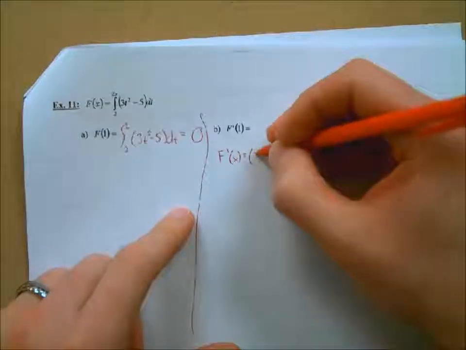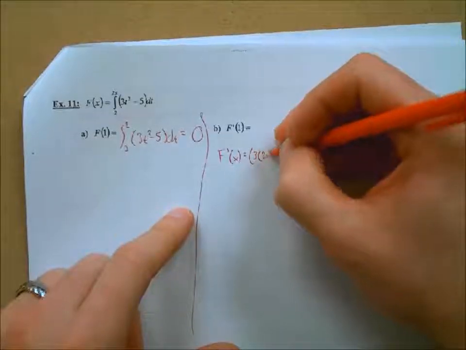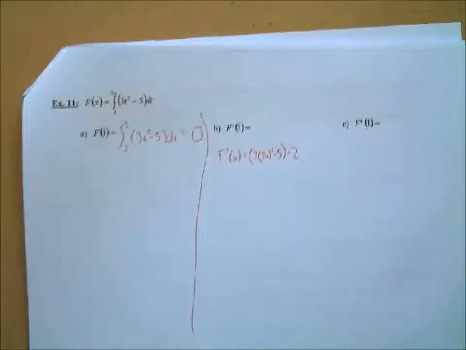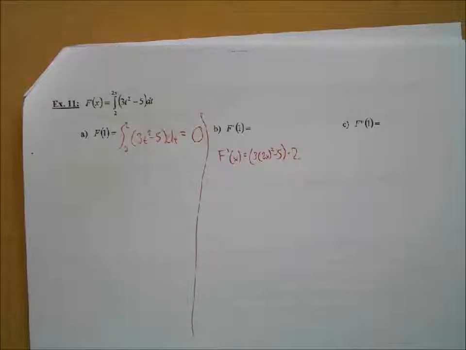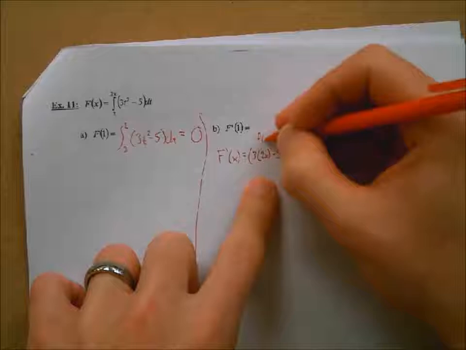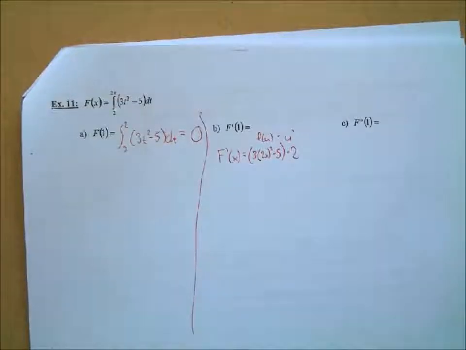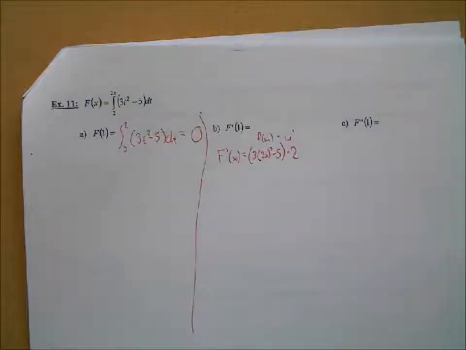We're going to have 3 parentheses 2x squared minus 5 times 2. Notice where I put the times 2. Look at where I put that times 2, the u prime there. Okay, it is multiplied by the entire integrand, because it is f of u, which is this, times u prime, like that. So we have to multiply the entire integrand by that 2.